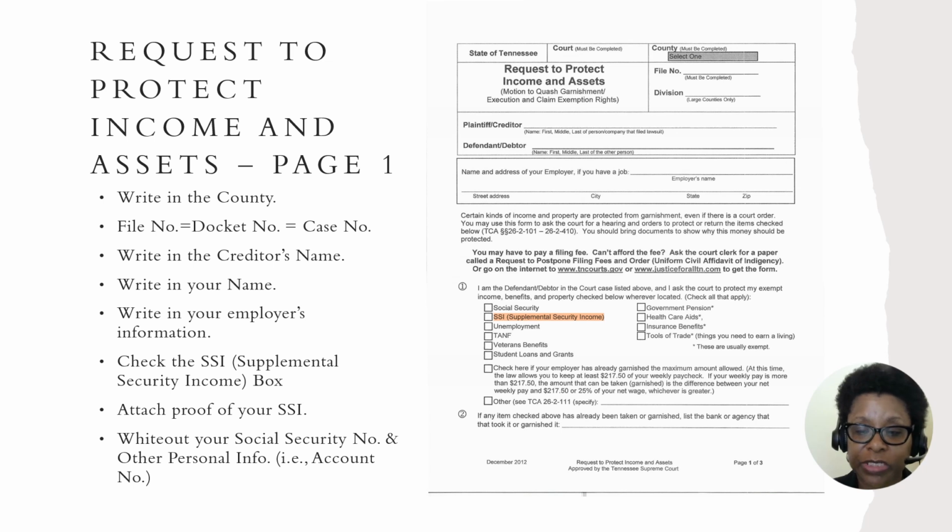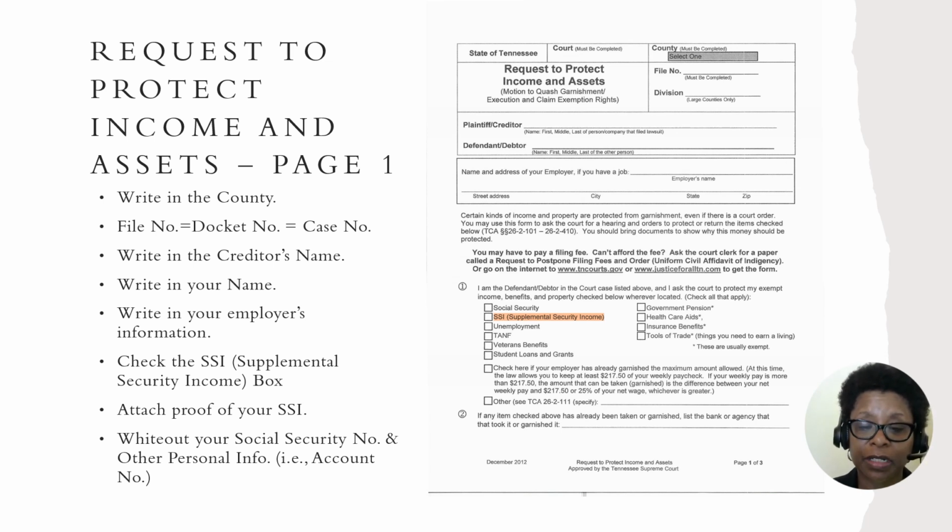So you would select which county you're in. You would write in the file number. The file number, docket number, case number is all the same. So you'd write in the number, pardon me, to your case. The division, you would write that in larger counties. If you don't have a division, then just disregard.